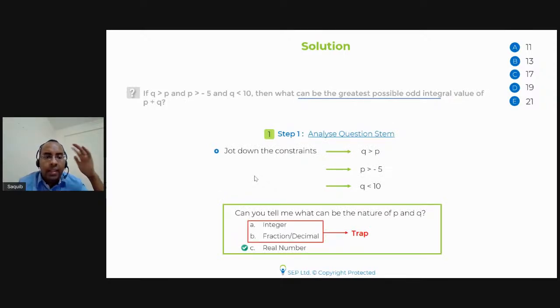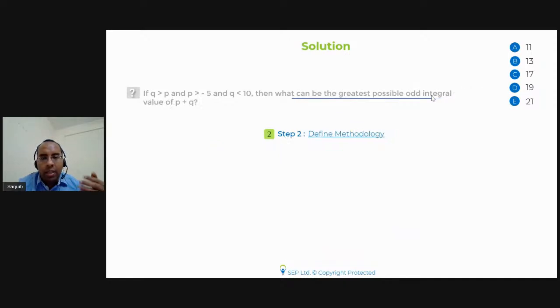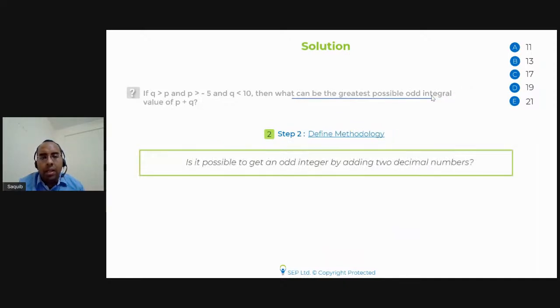Another reason for people thinking that it's an integer is because of what is given in the question, right? They think, okay, I'm being asked about the greatest possible odd integral values. So if it's an integral value, P and Q would be integers. Don't think like that. Always go with an open mind and think, if they are real numbers, they could be integers and they could be decimals, also fractions.